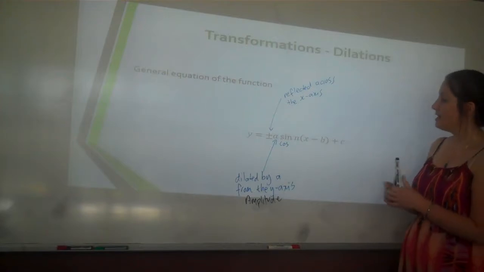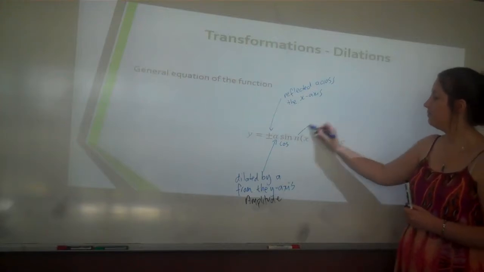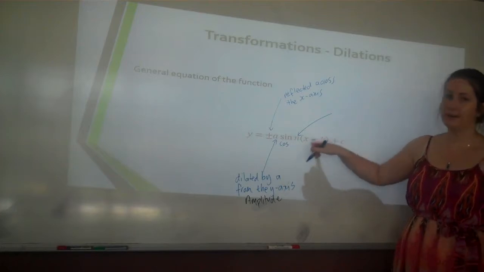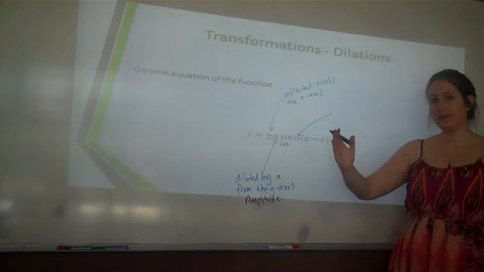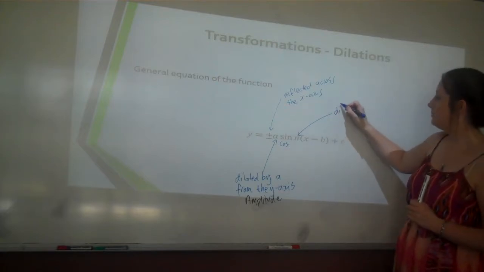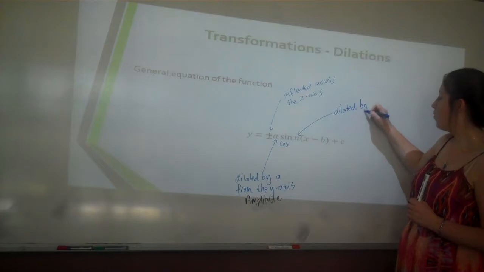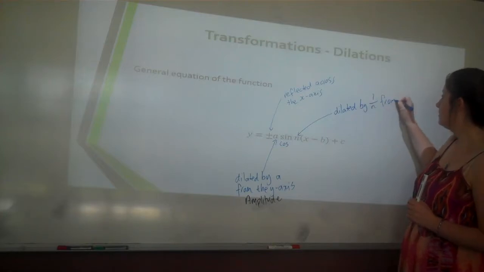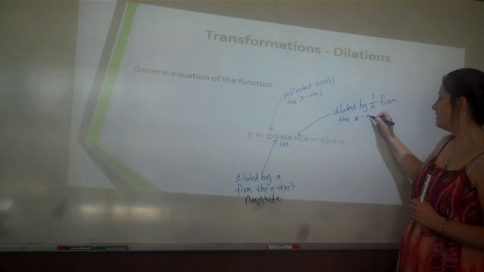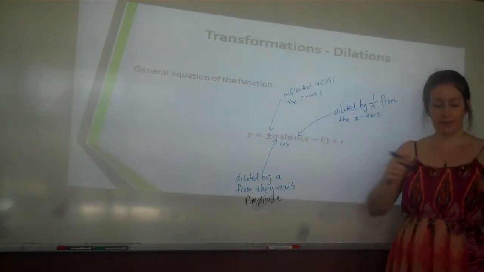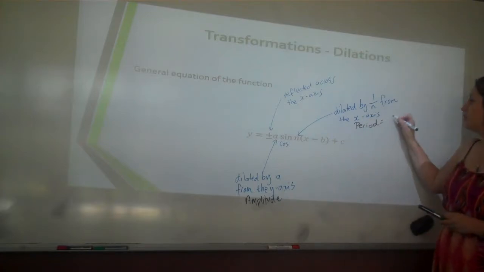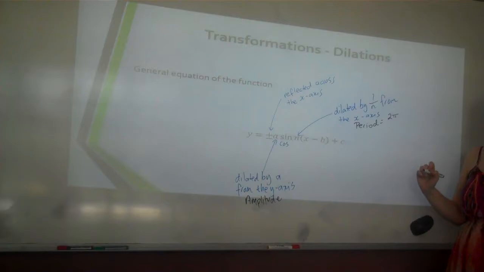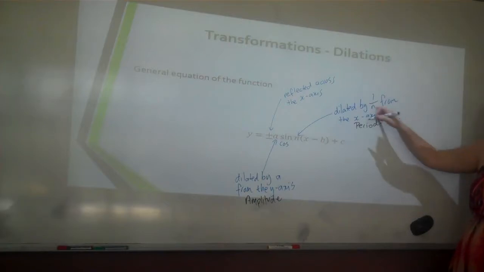The effect of the n here, within the function, with the x, is that it affects the x values, which means it stretches this way, so it is dilated by 1 over n from the y-axis. And when it's stretching that way, it's affecting the period. The period of a function is always equal to 2 pi, which is what it is for our basic function, divided by n, because we're multiplying x by 1 on n.